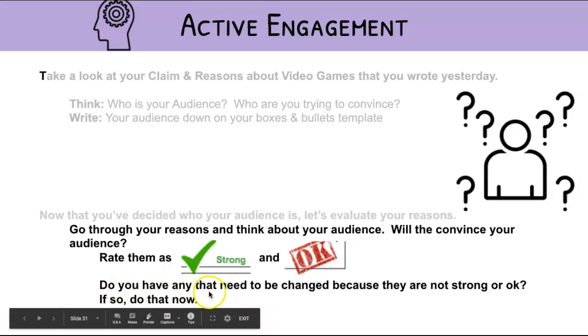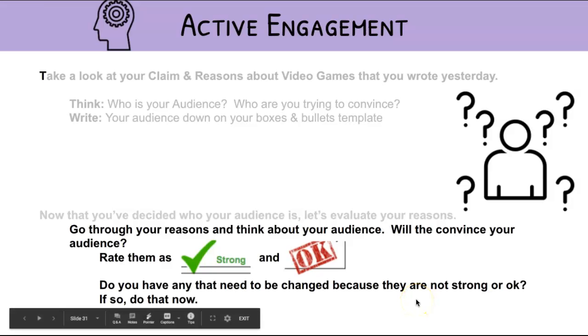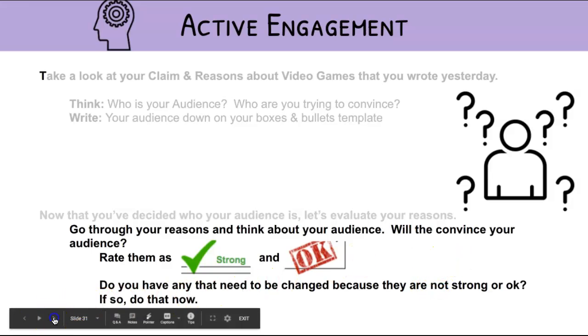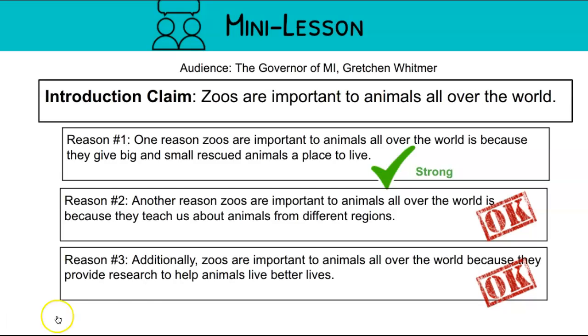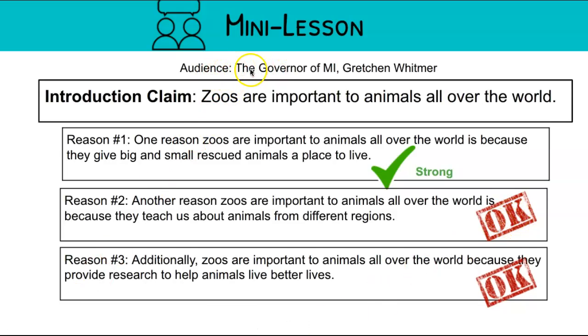Okay, do you have any reasons that need to be changed? Because maybe they're not strong or okay now that you think about your audience and know who your audience is. So if you have any reasons that you don't think are strong or okay, I want you to cross them out and I want you to write a new reason. Go ahead and pause the video while you do that and hit play when you're done. So now you've rated your reasons, either strong or okay, and rewritten them if you needed to adjust them now that you know your audience.